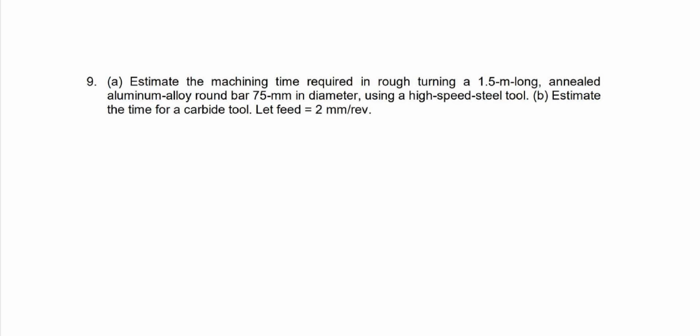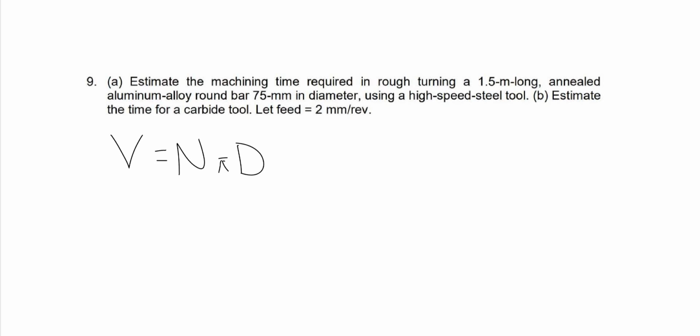So for these problems, part A and B, we're asked to find time. And in order to find time for this problem, we need to use two equations. The first equation we need to use is the velocity equation. So V is equal to N, which is RPM, revolutions per minute, multiplied by pi, and D for diameter. For this equation, we need to make an assumption for velocity.